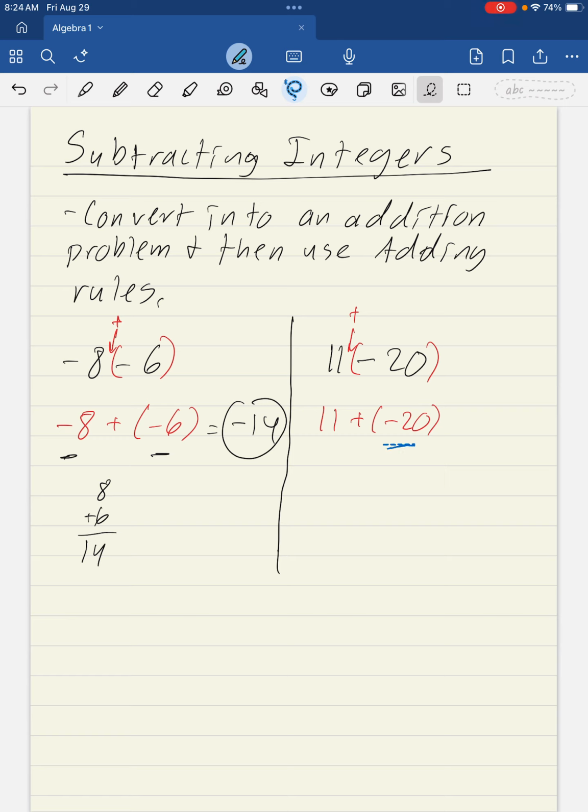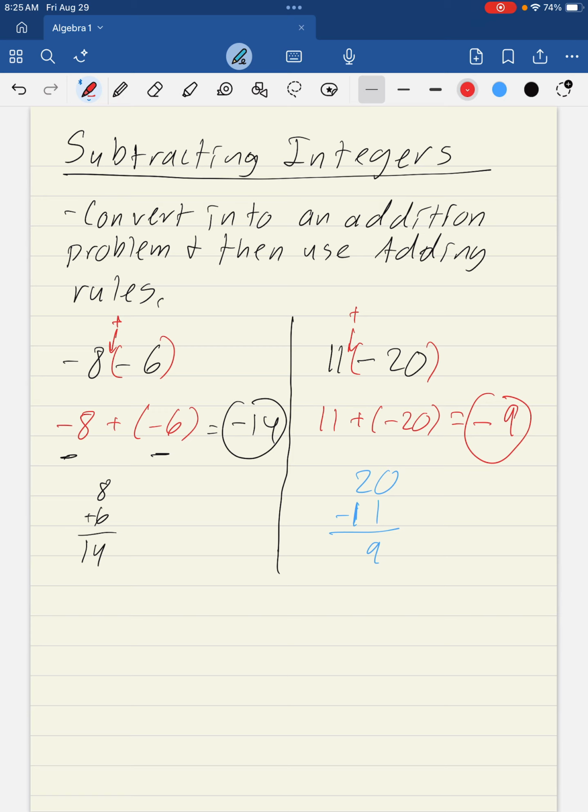Bigger number is negative 20, so right away, you know your answer is going to be negative because 20 is bigger than 11, so we use the negative. Now we can go 20 minus 11, and that's going to be 9, so negative 9. Done. Now, I did tell you there's a unique situation.